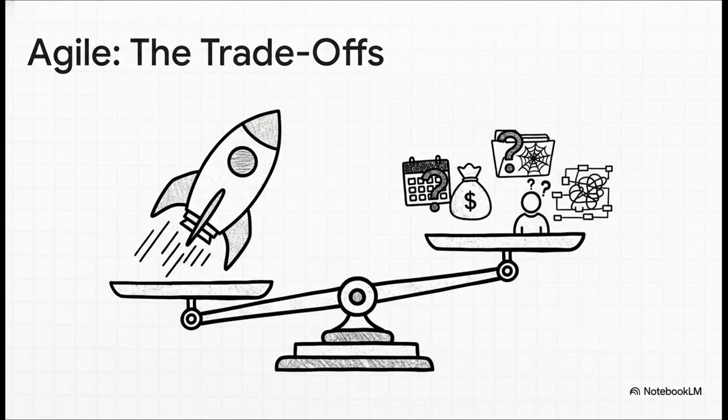But of course, Agile isn't some magic silver bullet. All that flexibility comes with a few trade-offs. Because the project is always evolving, it can be really tough to predict the final timeline and budget right at the beginning. And sometimes, in the rush to get new features out the door, the detailed documentation can get left behind, which can definitely create challenges down the road.